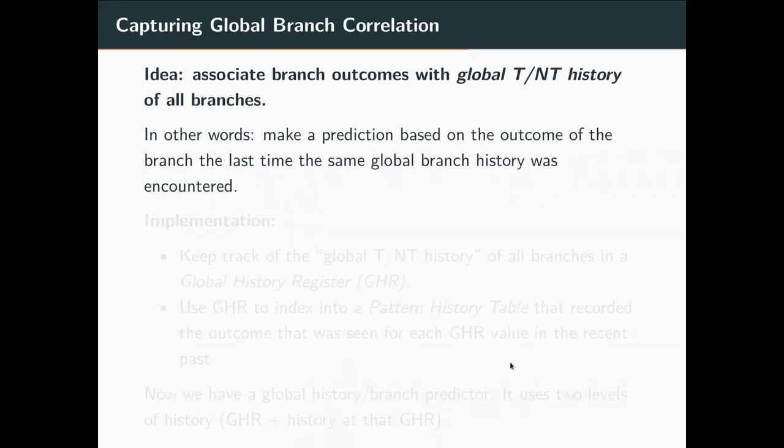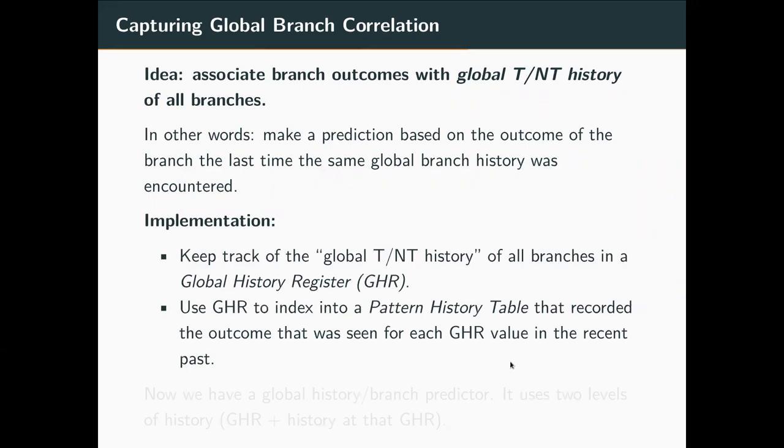So let's try and capture this. Let's try and take advantage of this correlation. And the idea will be, let's associate our branch outcomes with a global taken, not taken history of all of the branches. In other words, we're going to make a prediction based on the outcome of the branch the last time the same global branch history was encountered. So if we saw that globally, we've taken the last five branch instructions, we're going to maybe predict that this next one will also be taken.